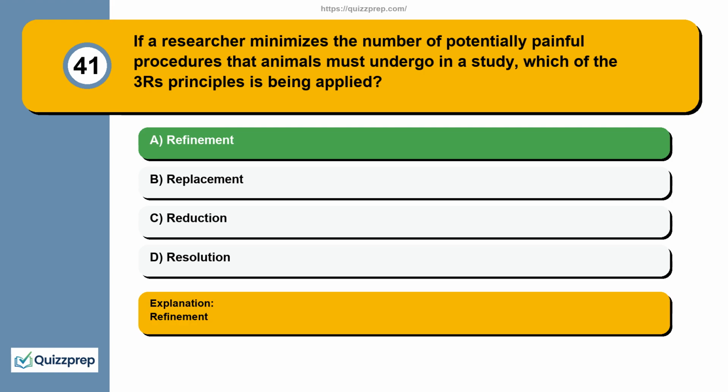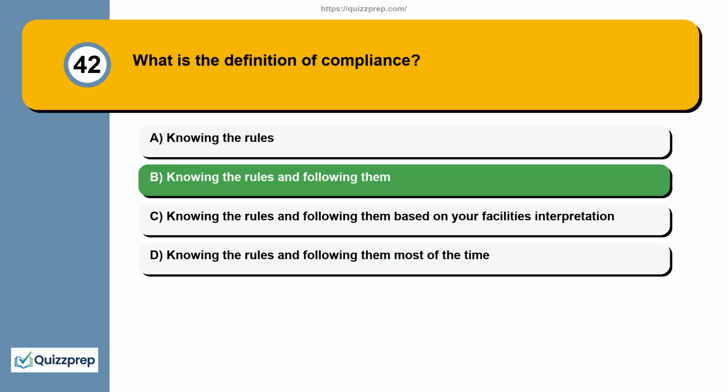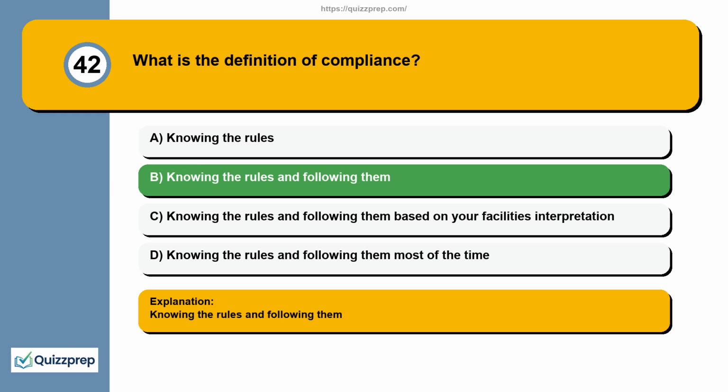Refinement. Question 42. What is the definition of compliance? Option A, knowing the rules. Option B, knowing the rules and following them. Option C, knowing the rules and following them based on your facility's interpretation. Option D, knowing the rules and following them most of the time. The correct answer is option B, knowing the rules and following them.